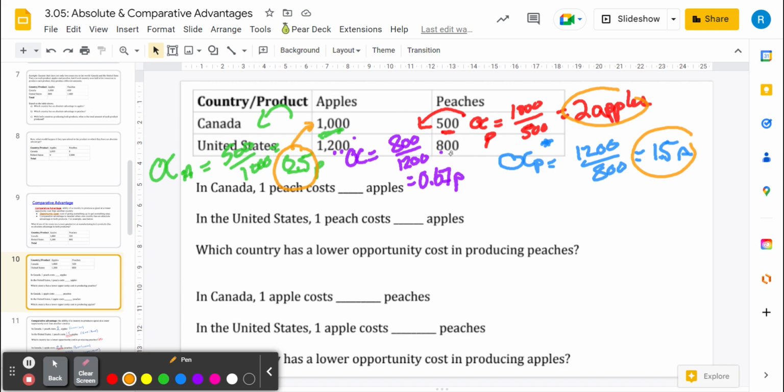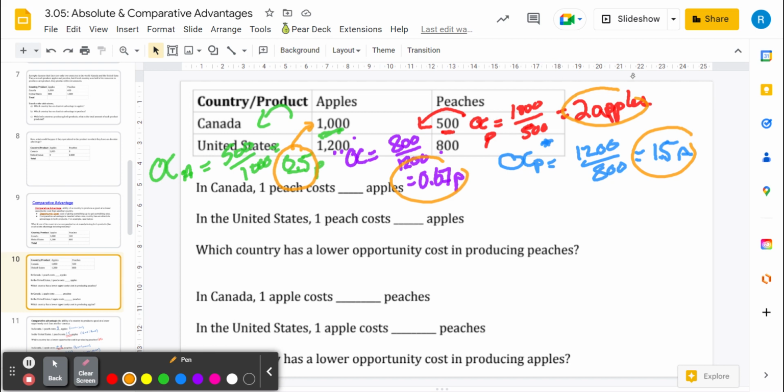That goes here, and this goes here. So the way comparative advantage works is you calculate the opportunity cost of each country making each good, and then you end this problem by simply figuring out which country has the lower opportunity cost of each product. So let's compare the opportunity cost of each of these countries making peaches.